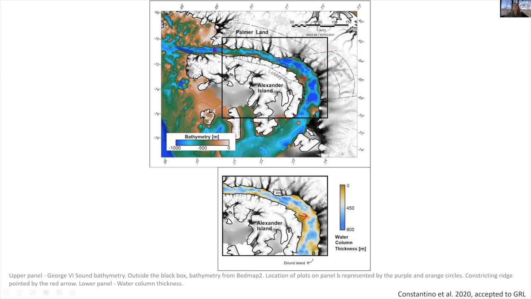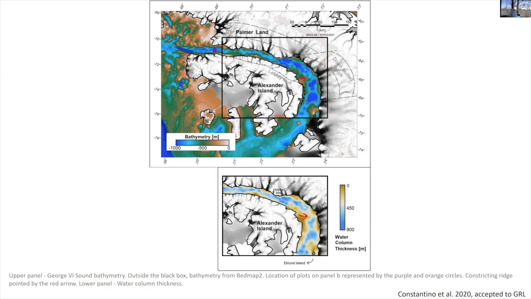So here, the thing that I want to highlight is this feature here near this red arrow. We have a shallow bathymetry dividing two deeper basins in this area. And this is even more visible when we look at this water column thickness. This water column thickness, I have calculated from my bathymetry through the base of the ice that we have interpreted from the radar. And we can see here that the water is going from around 800 meters to around 120 meters. So it's thinning a lot, the water column thickness here.